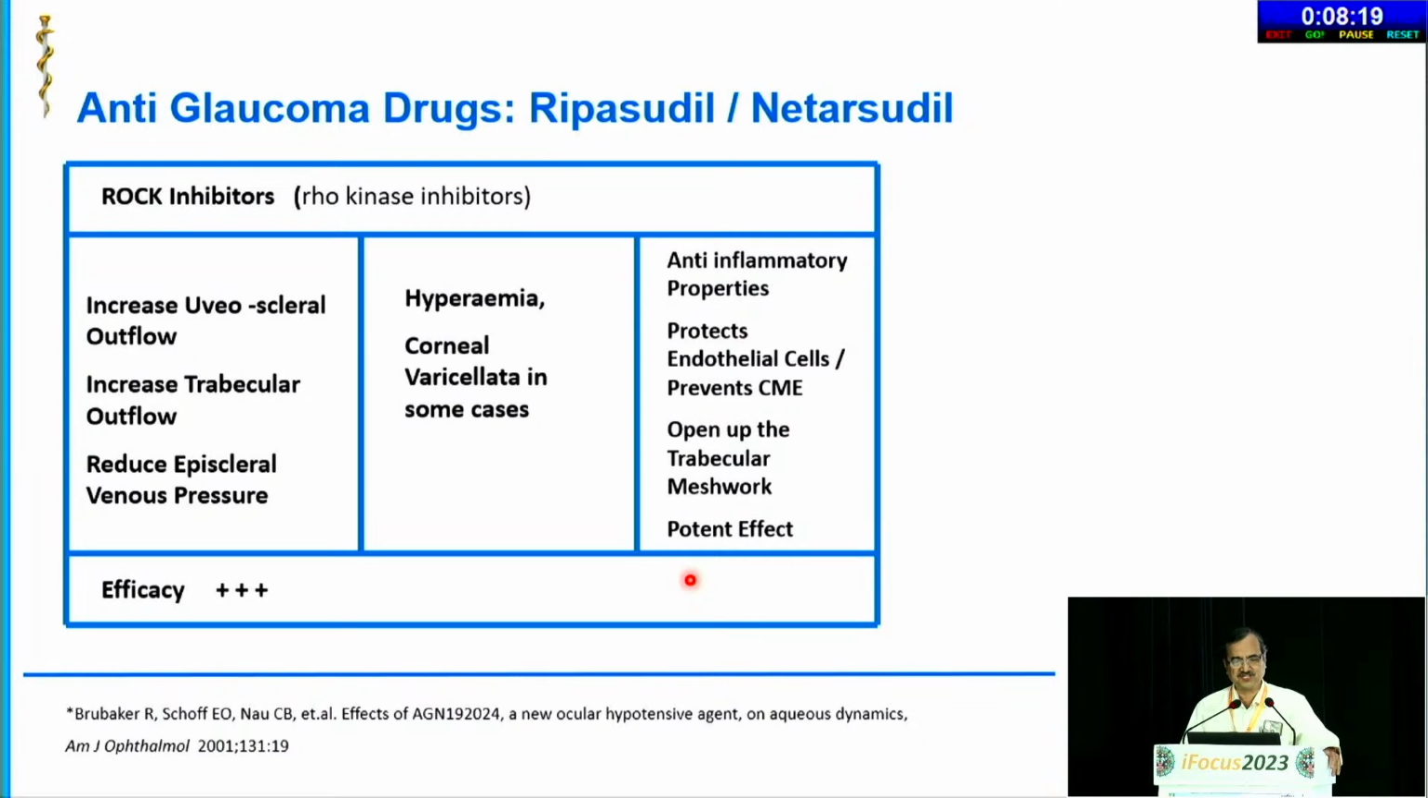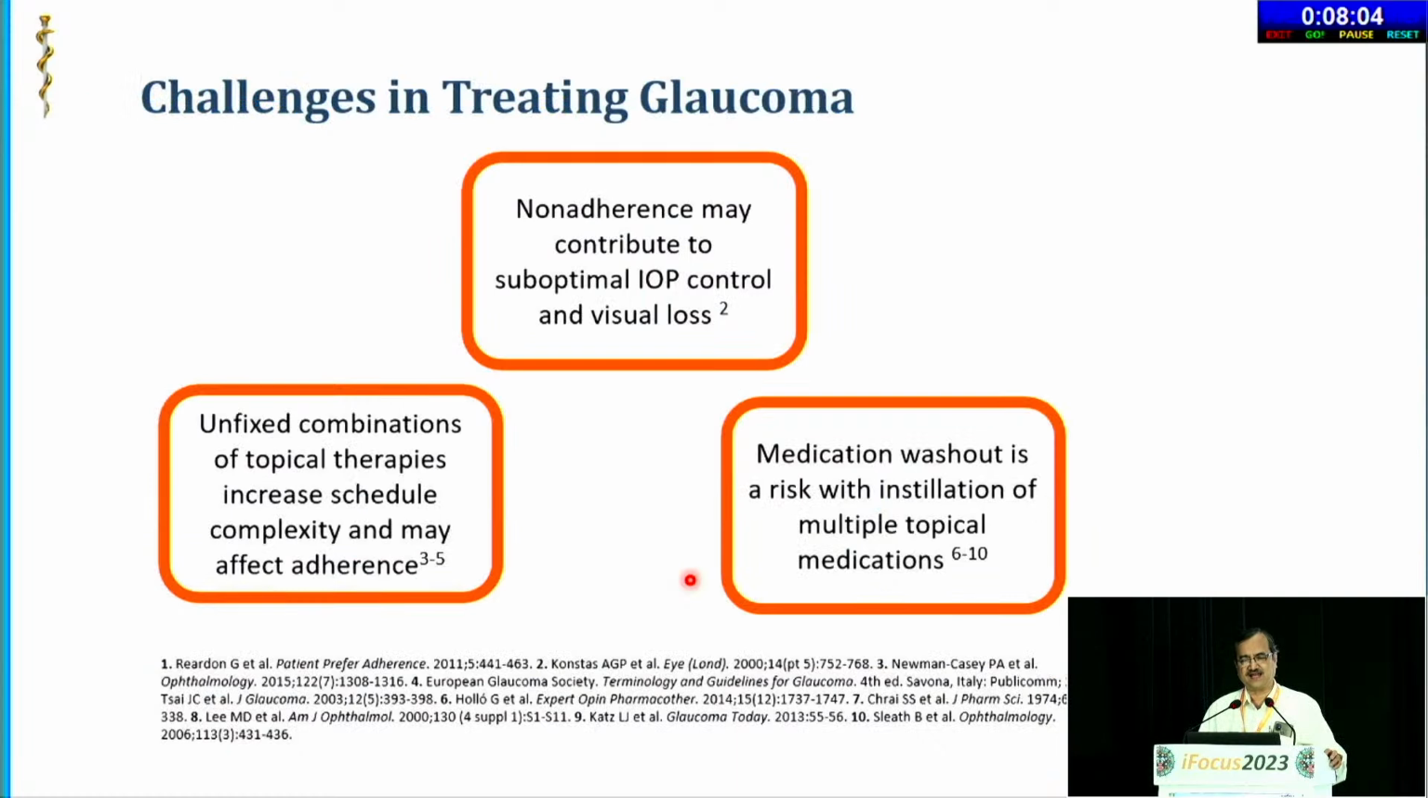the intraocular pressure. A major concern for us as of now is hyperemia, corneal verticillata in some cases. They also profess anti-inflammatory properties, and they protect the endothelial cells, prevent CME also. They basically open up the trabecular meshwork and have potent effect.